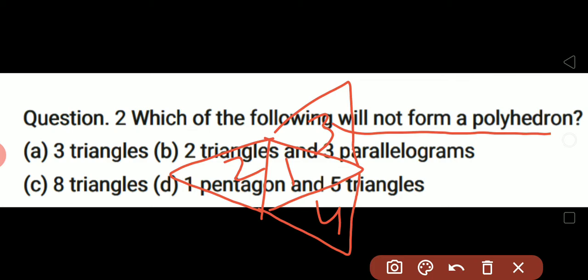At least 4 triangles we need to form a triangular pyramid, that is a solid, that is a polyhedron. So 3 triangles are not enough, right? So it is not possible to form a polyhedron with 3 triangles. So let us come to the second part.